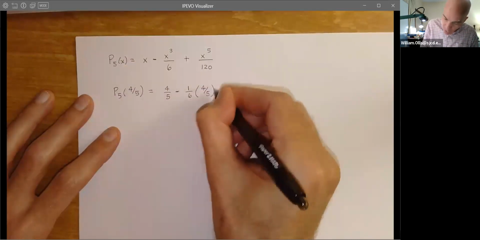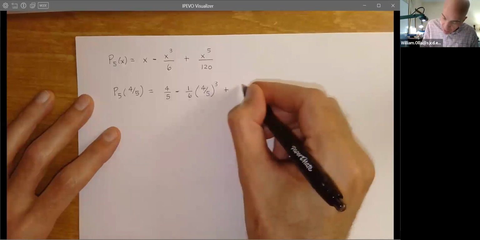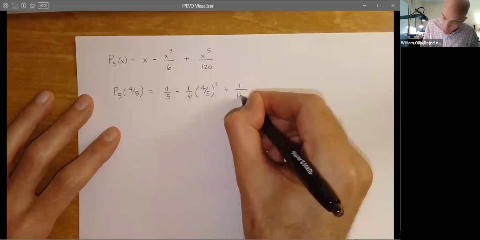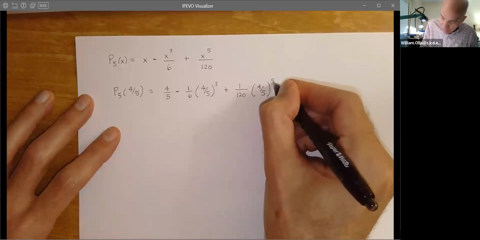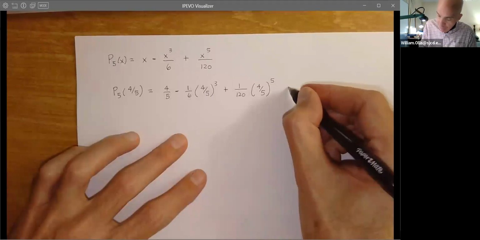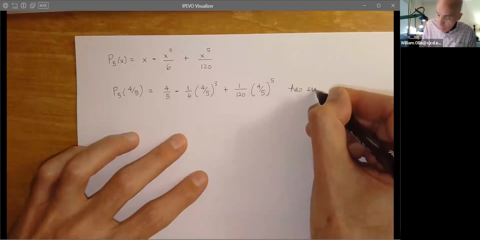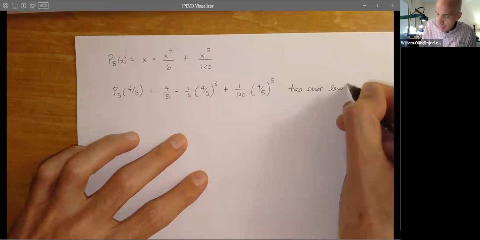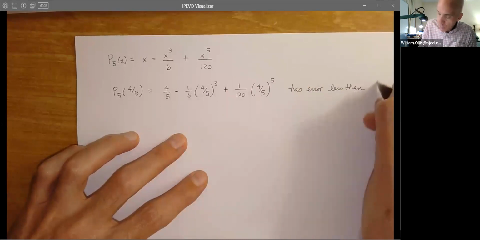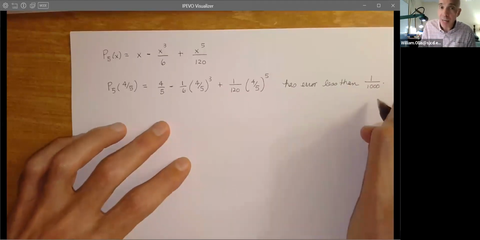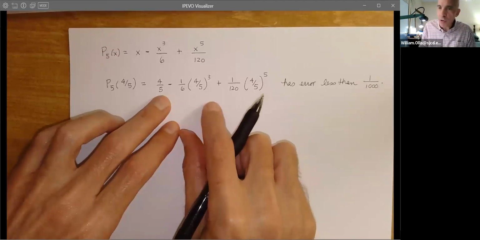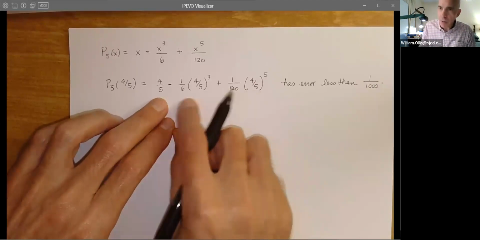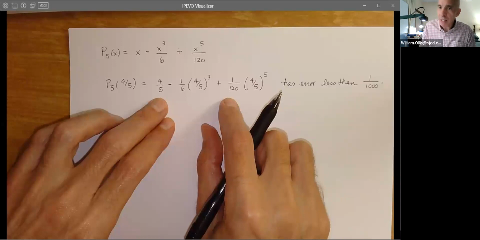4/5 cubed plus 1 over 120, 4/5 to the 5th, has error less than 1 over 1,000. And it's probably even better than that. We know we have that, it might even be better. So now you can see the arithmetic capabilities here of Taylor's theorem.